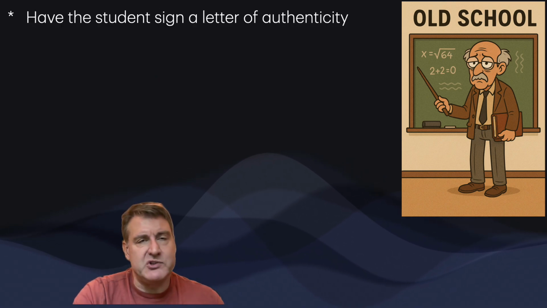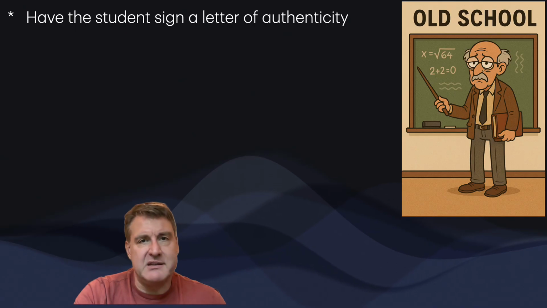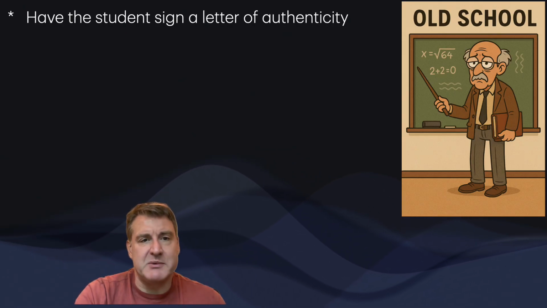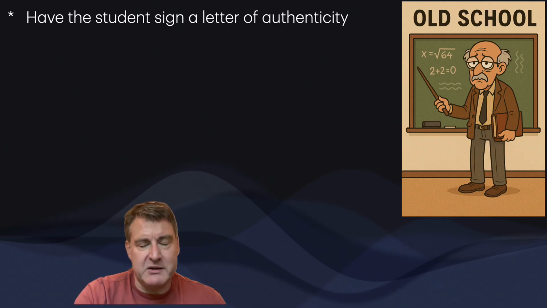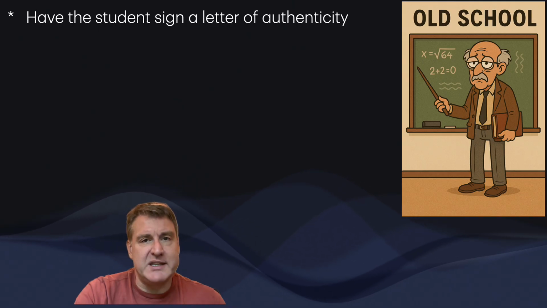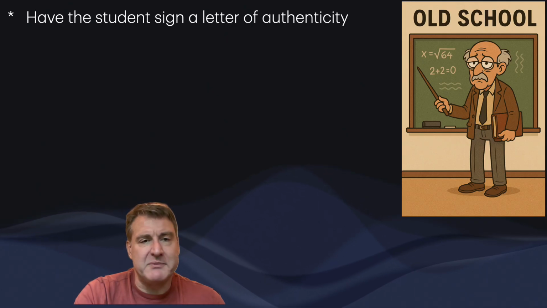Now, the old school solution is that you have the student sign a letter of authenticity: I did this, this is 100% mine. There are two problems with that. One, of course, is the student could be lying. And second, they could be lying to themselves, in that they generated the text through ChatGPT and kind of understand it, but they don't really know what they wrote about or what they copied from the chatbot.